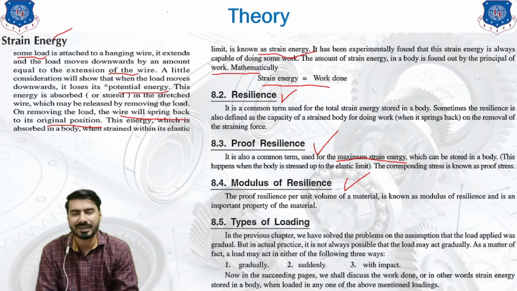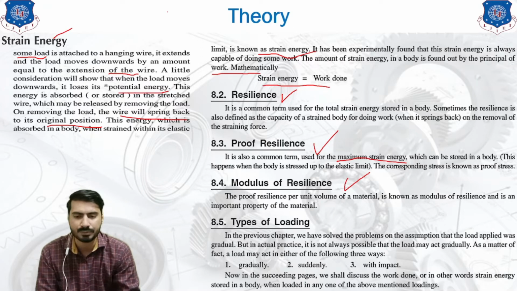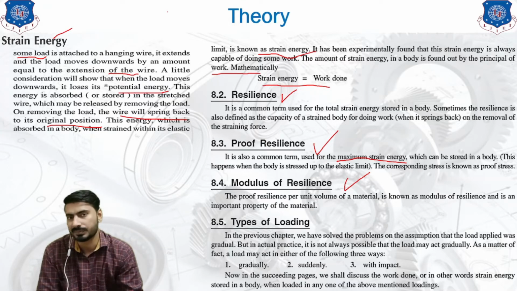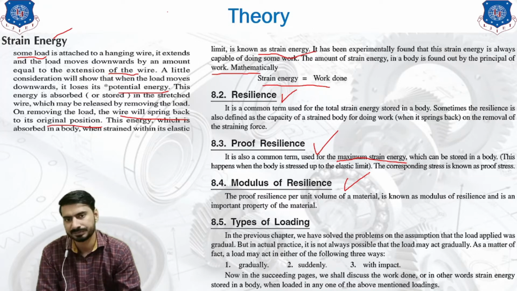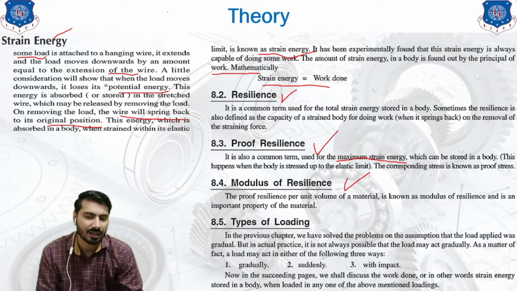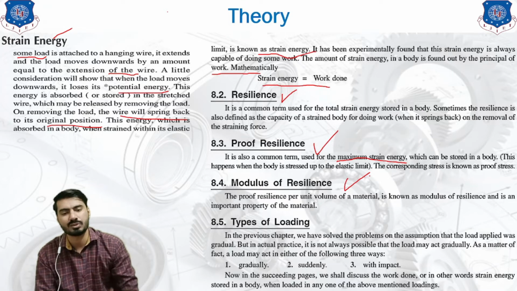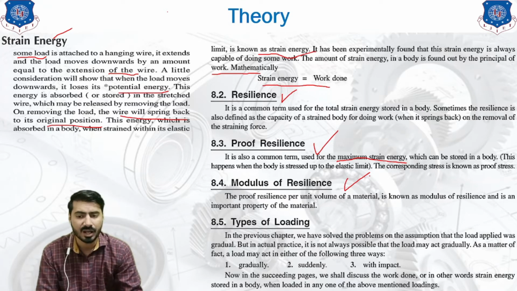Now the next topic that we are looking at is the types of loading. We know that in the previous chapters we have solved examples based on the assumption that the load applied was gradual. In most of the chapters, we have assumed that the load is gradual. But in actual practice, it is not always possible to apply the load gradually. As a matter of fact, a load may act in any of the following three ways. First one is gradually, second one is suddenly, and the third one is with impact.